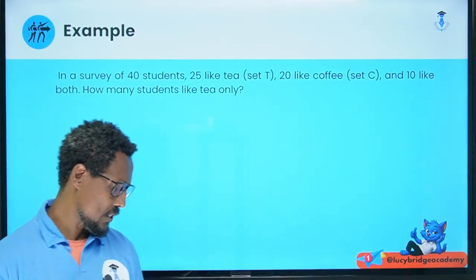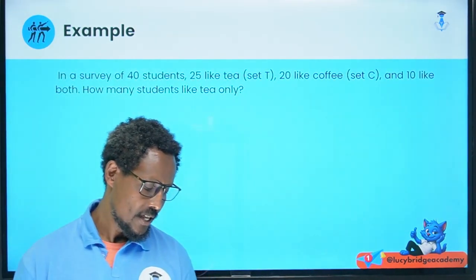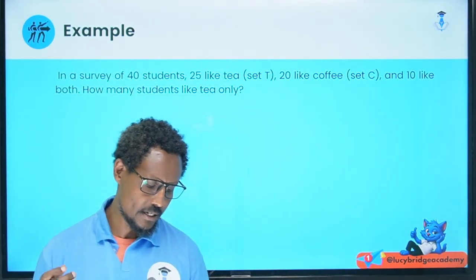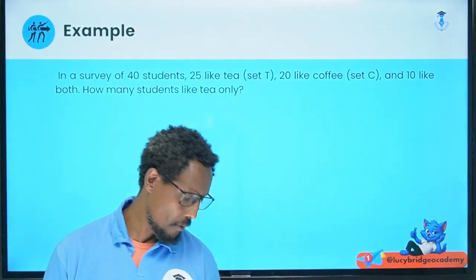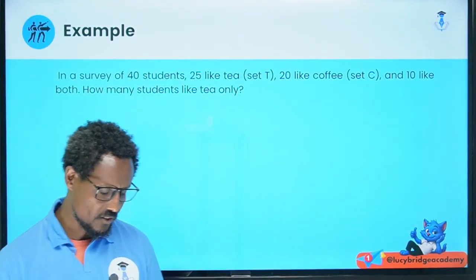Look, example: in a survey of 40 students, 25 like tea, 20 like coffee, and 10 like both. How many students like tea only? Look, use the previous diagram.